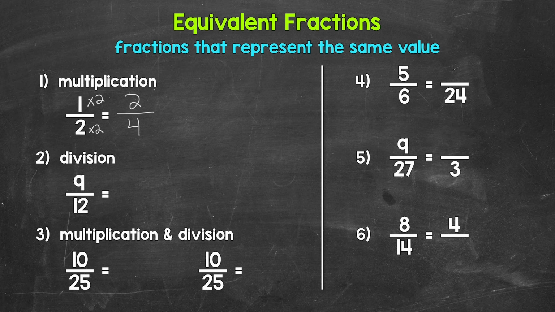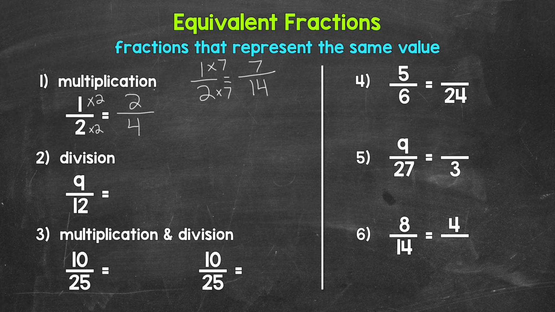Let's try multiplying by 7 to get an equivalent fraction. So we need to multiply the numerator by 7 and the denominator by 7. 1 times 7 gives us 7, and 2 times 7 gives us 14. So we get 7/14, and these are equivalent fractions.